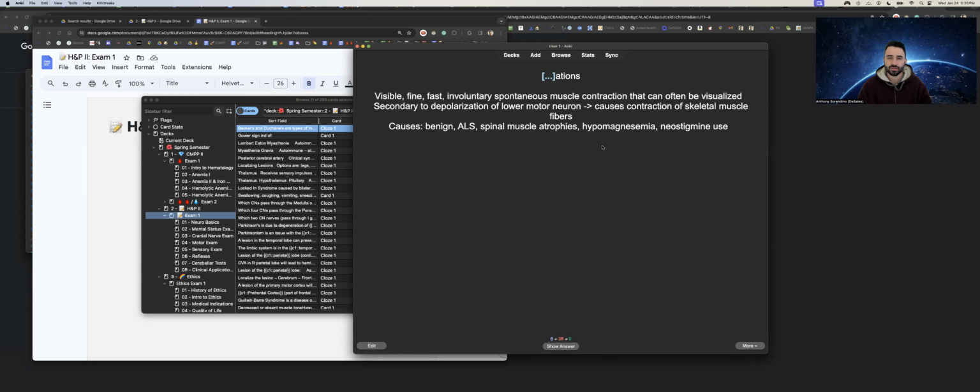Visible, fine, fast, involuntary, spontaneous muscle contraction that can often be visualized. Secondary depolarization of lower motor neurons causes contraction of skeletal muscle. Geez. Benign, ALS, spinal muscle atrophy. Fasciculations? Okay.